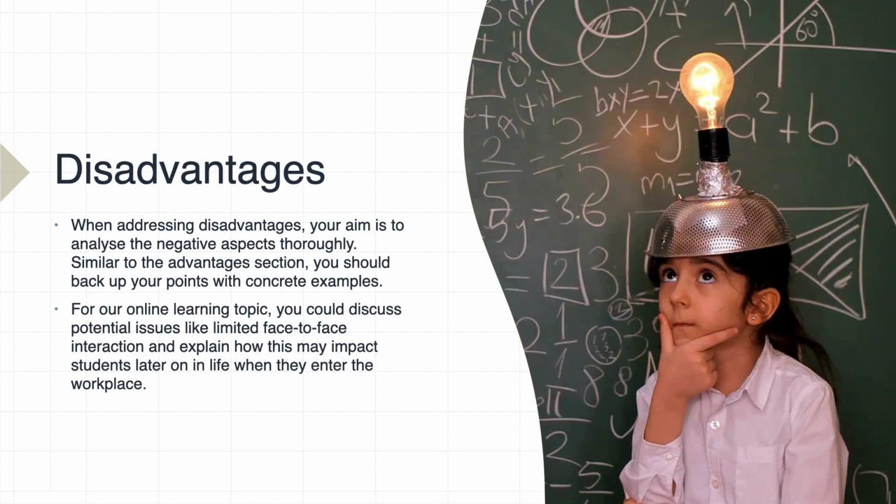The disadvantages section follows a similar pattern. Here, your aim is to thoroughly analyse the negative aspects of the topic. Just like in the advantages section, back up your points with concrete examples. For our online learning topic, you could discuss potential issues like limited face-to-face interaction and explain how this may impact students later on in life when they enter the workplace.